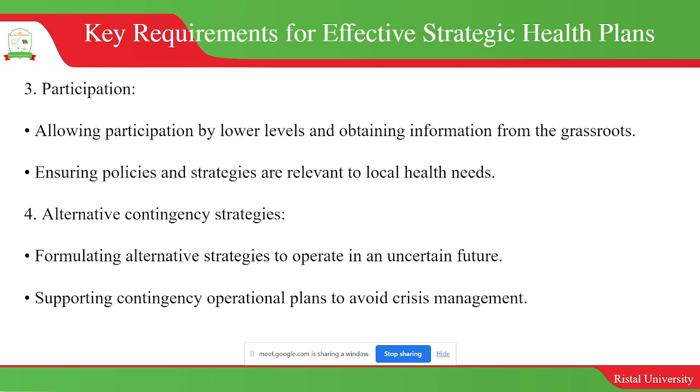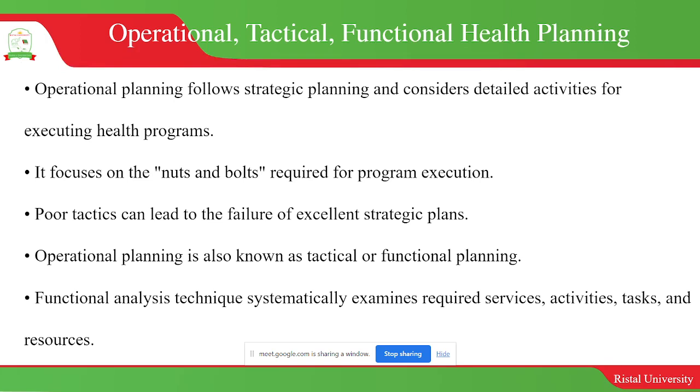Participation of key stakeholders, including the lower level management, is very important. Have alternative plans, what we call contingency strategies. This is to say that if plan A doesn't work, you have plan B. It's always very important to have contingency operational plans in case of crisis.